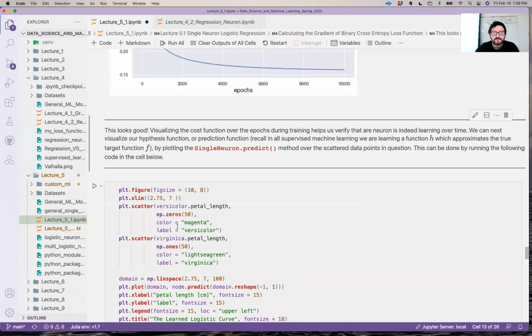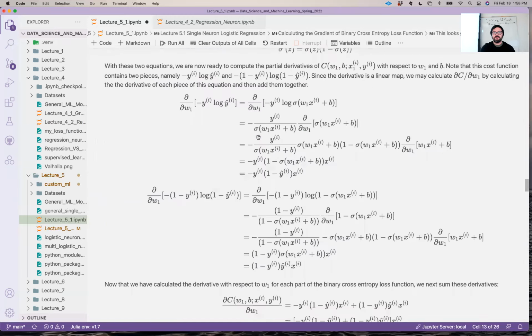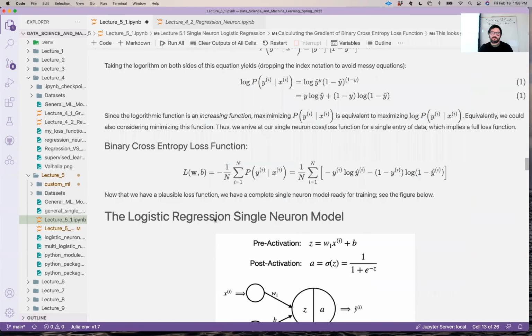Okay, so now we can predict, we can make a plot of our predictions. If you remember up here, this is our data plot, and this is the type of curve that we're going to spit out, and we want it to overlay that data to indicate the changing probability as you get higher and higher on the petal length axis.